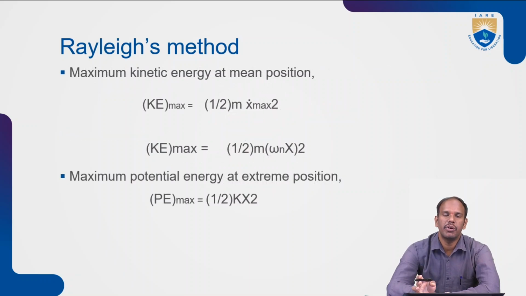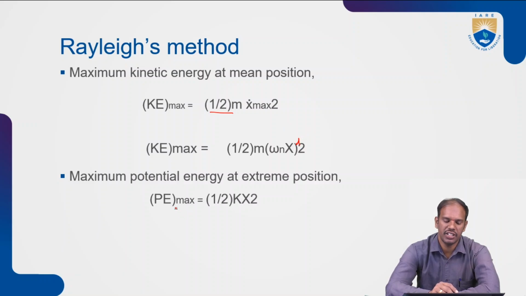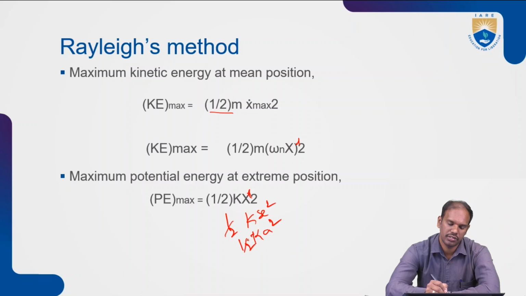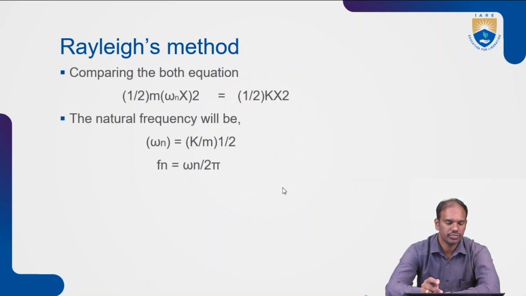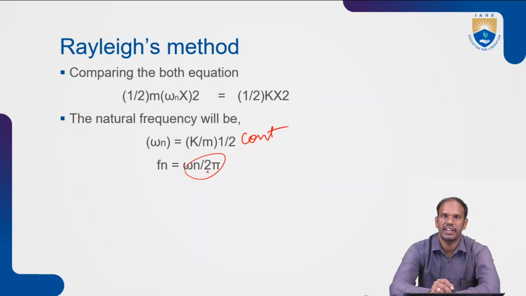That is where the maximum kinetic energy occurs. KE maximum is half m x dot squared, with x dot being the maximum velocity, so we can write kinetic energy maximum as half m omega n X whole squared. The maximum potential energy at the extreme position is half k X squared. Comparing both equations, omega n is the square root of k by m, which is constant, and omega n is the natural frequency in Rayleigh's method.